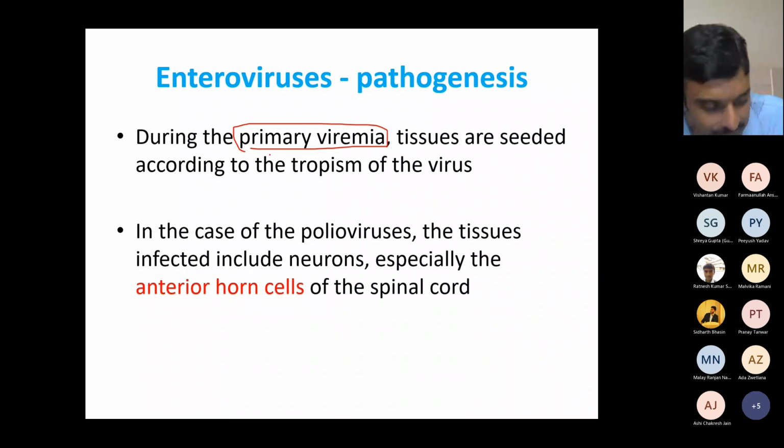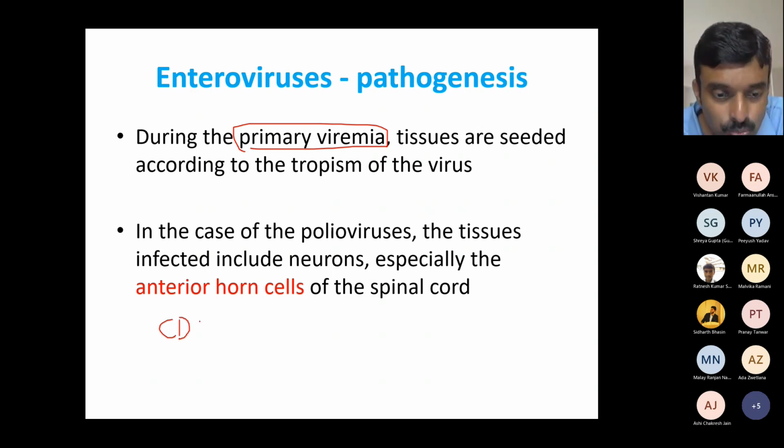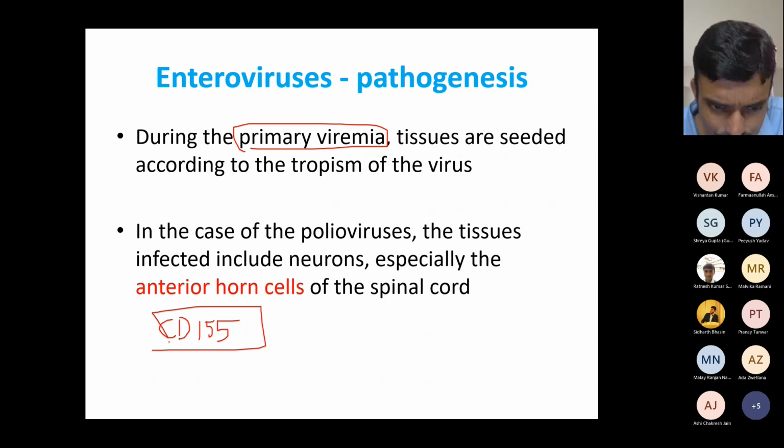Now, what is the receptor for this virus? It's a surface molecule called CD155. Again, it's not in the slides because you don't necessarily have to memorize it. So what are surface molecules? Let's say this is a cell, the nucleus.